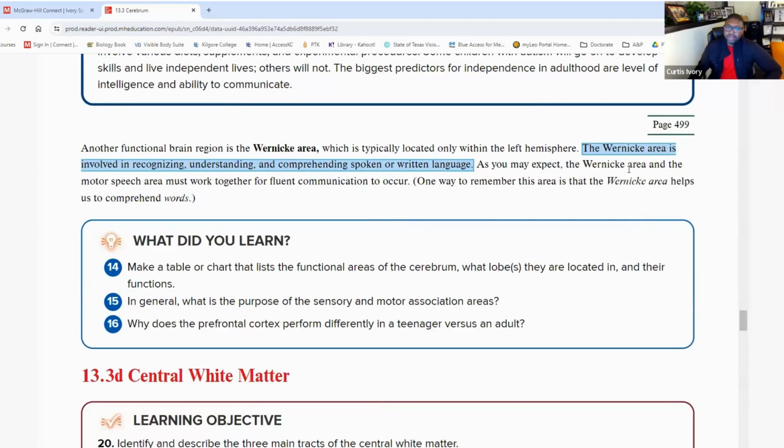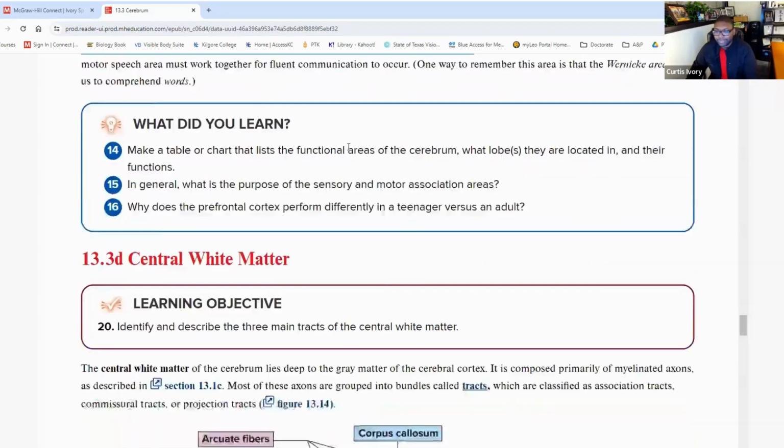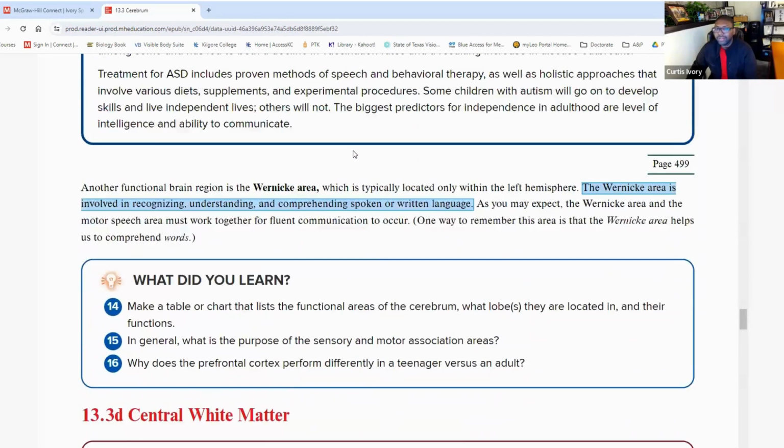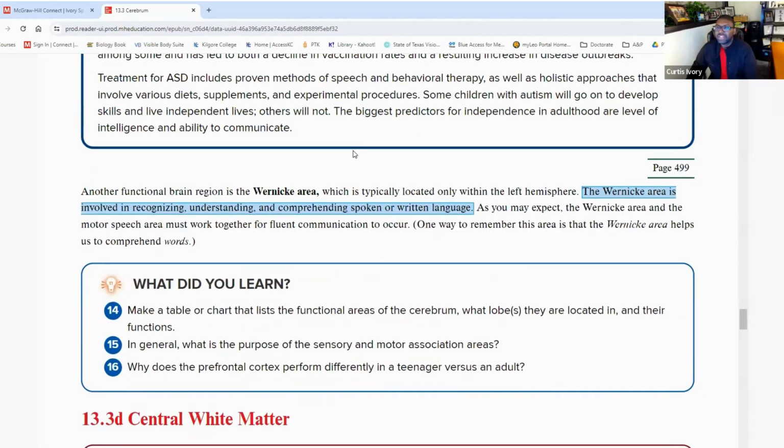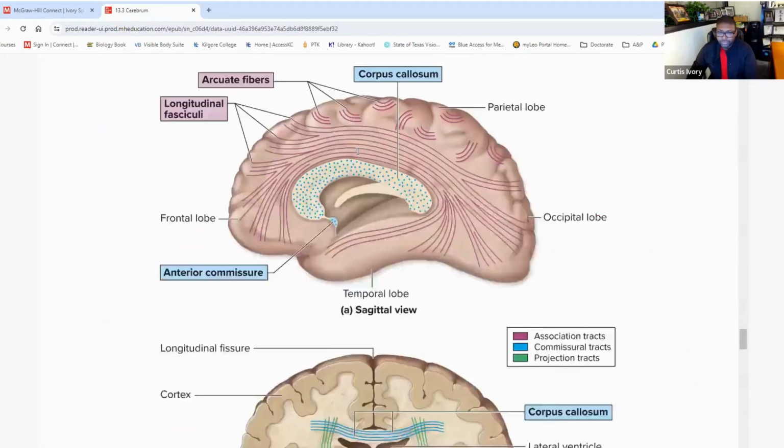So Wernicke's area again, which this book is just reiterating, is essentially involved in recognizing, understanding, and comprehending spoken or written language. And then Broca's area is essentially being able to speak the language.